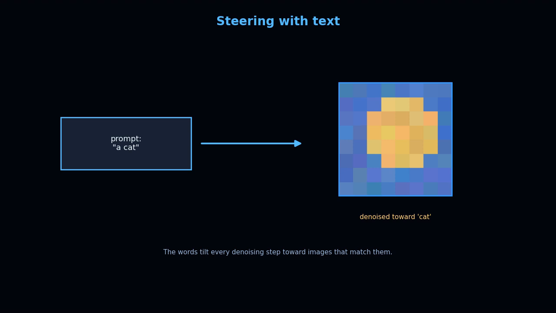One more piece: how does it know to make a cat, and not a car? Right, where do the words even come in? We feed them in as a hint, learned alongside millions of image and caption pairs. The prompt tilts every denoising step toward pictures that match the words.